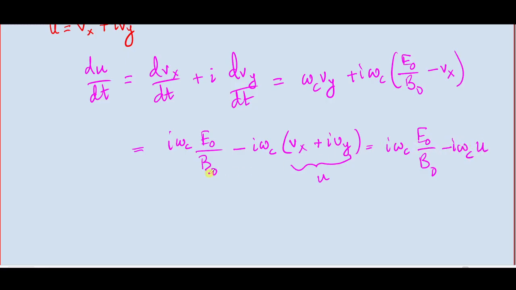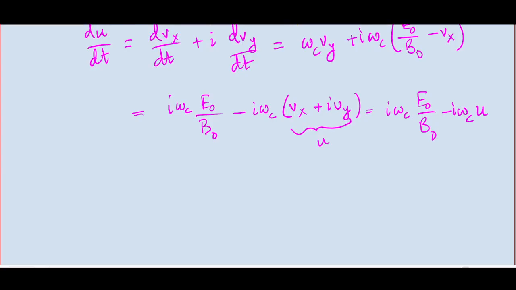So what we have achieved by introducing this complex function is simply a decoupling of the equations, or frankly a coupling together of the two equations in such a way that you end up with an uncoupled equation, an equation for u which involves only u and other constants.